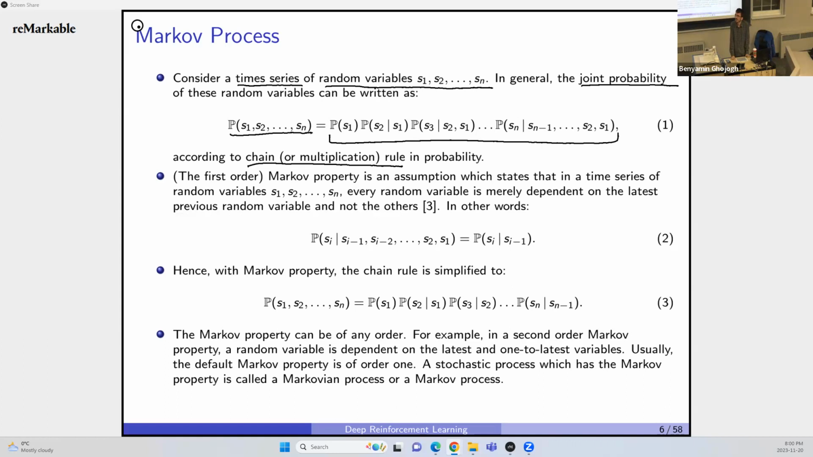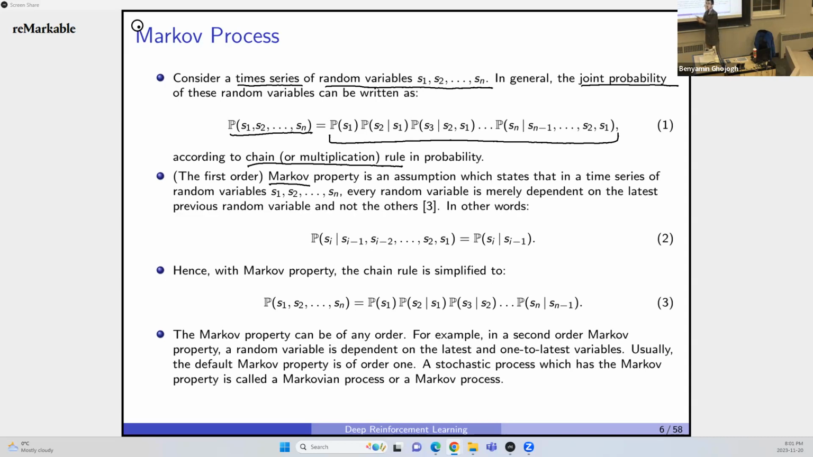Now, there was a mathematician named Markov, who said something interesting. He said, when S1 comes, then I have probability of S2 given S1, okay, so far. Then I have probability of S3 given S1 and S2, right? But the information of S1 is kind of encapsulated in S2.